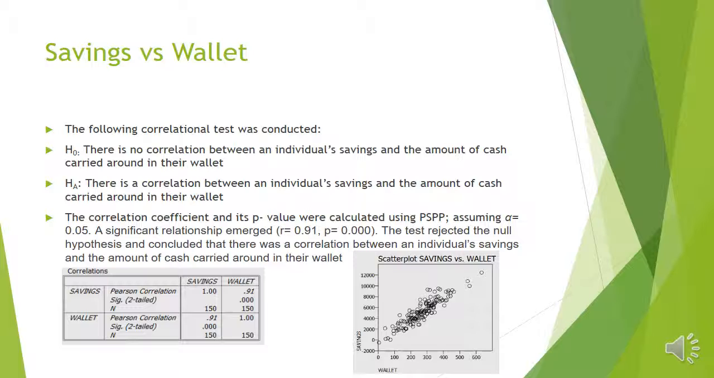Our scatter plot highlights a very linear presentation where as the amount of money that's carried in the wallet increases, so too does the savings. We would describe that as a positive correlation.